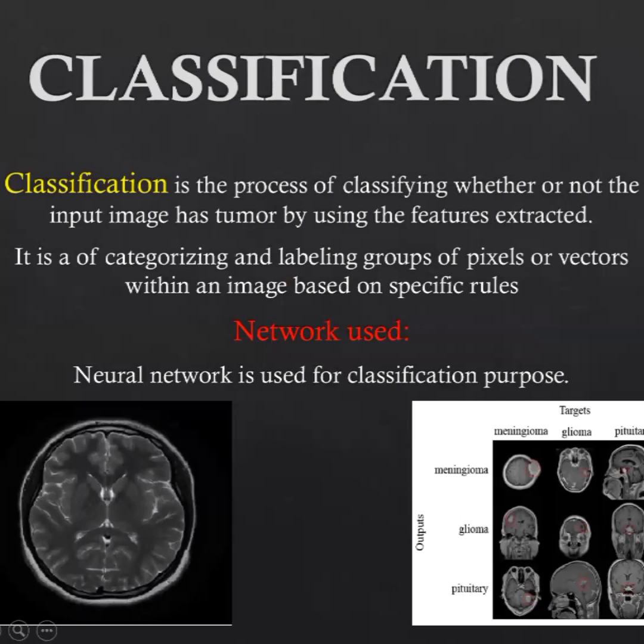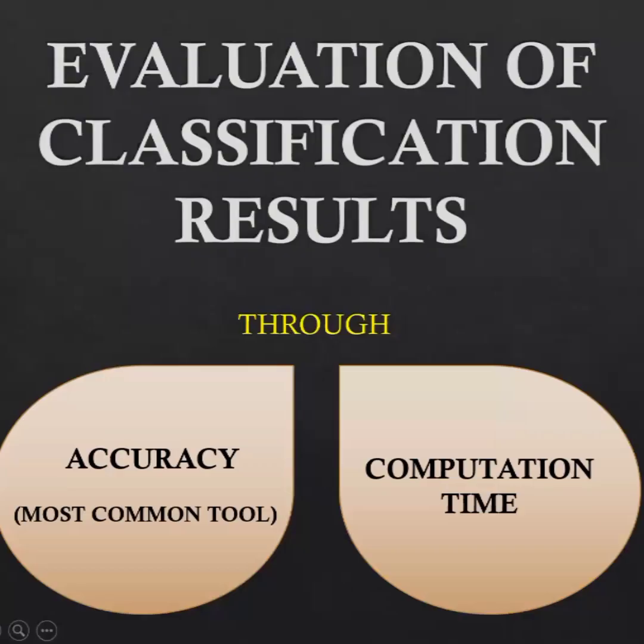The network used for classification is a neural network. You can also see the related images below. I hope you got the overview about MRI image processing. Now over to you, Prachi.